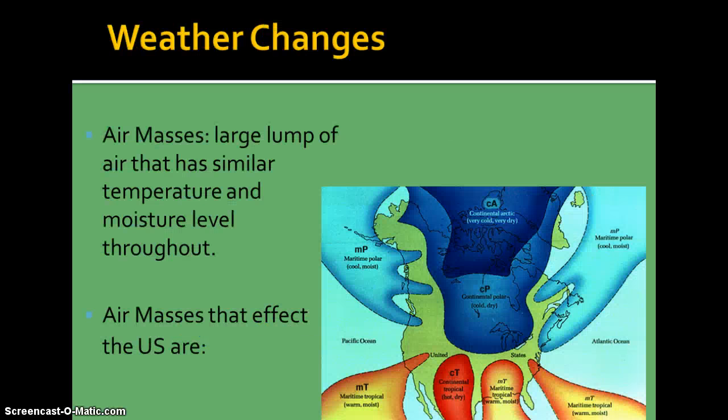Air masses are large lumps of air that have similar temperature and moisture throughout. And depending on where they are, they might bring in warm air if they are from the south of us, so those are our tropical air masses, or cool air if they're polar air masses from the north. Notice that the ones over the ocean are called maritime and the ones over the land are called continental.